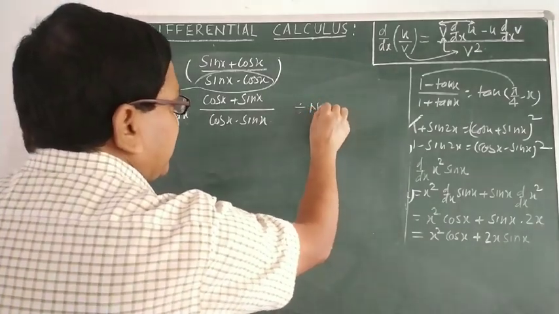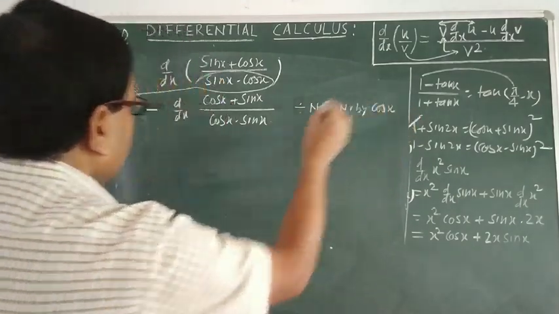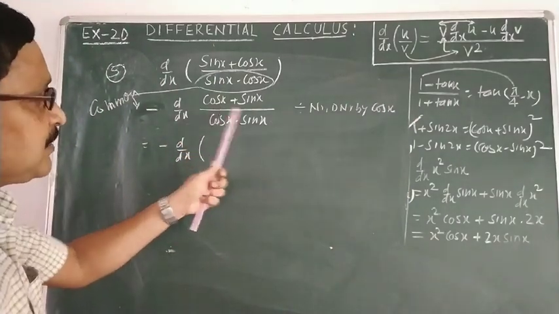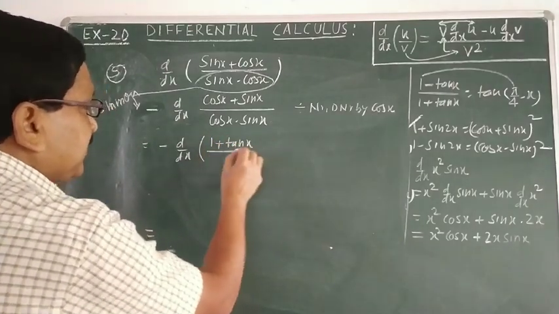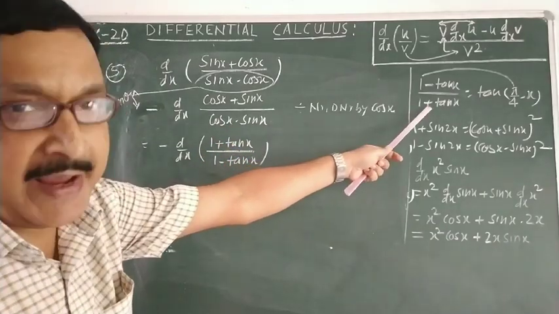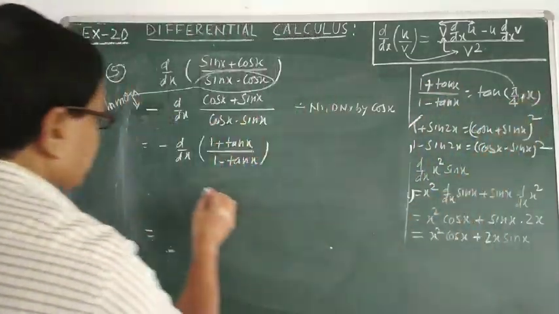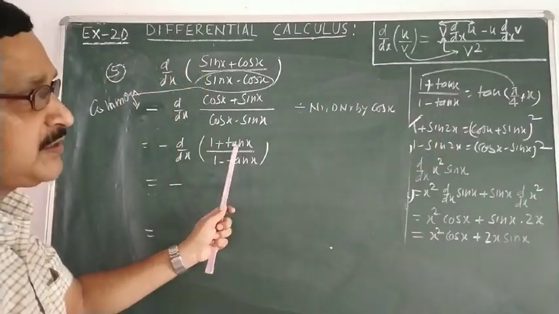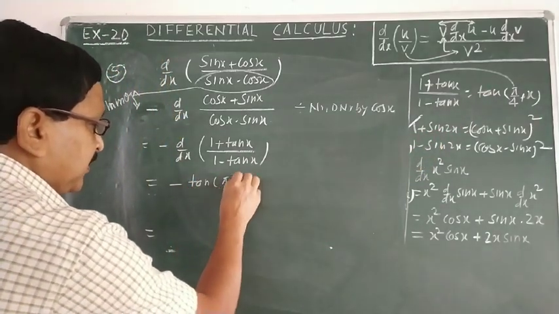Divide numerator and denominator by cos x. So this will be minus d by dx of (1 plus tan x) by (1 minus tan x). After that again the same formula will act. If this is plus and this is minus, this will be plus. So this is minus. In place of this we can write tan (pi by 4 plus x). So minus tan (pi by 4 plus x).